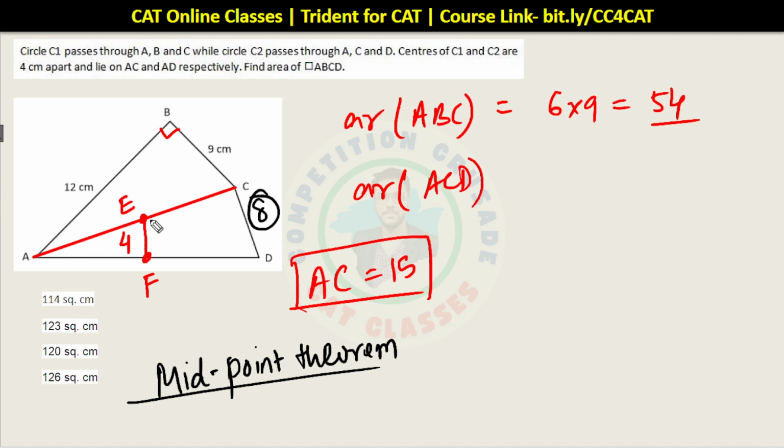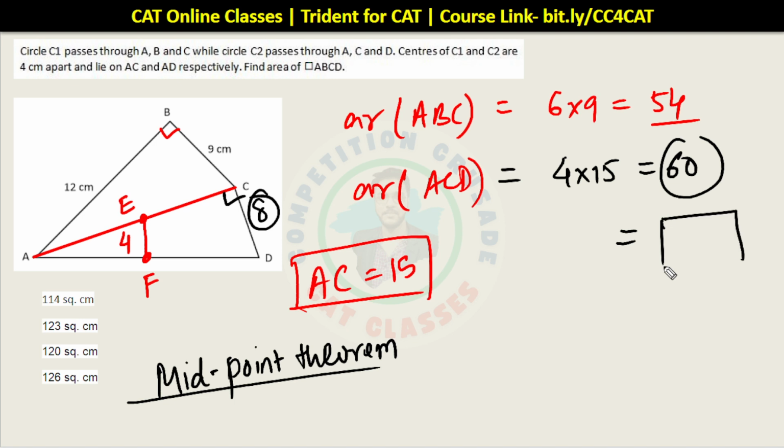Now that's it. AC is 15, so half into base into height, again you will put, this is 90 degrees, so 4 into 15 you'll directly get as 60. Now you add these two, you will get the area of the entire quadrilateral as 114 square centimeters. A very interesting one. All right.